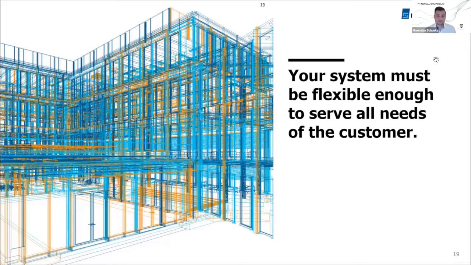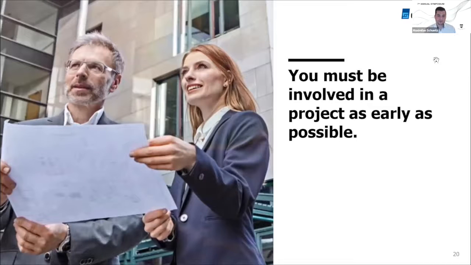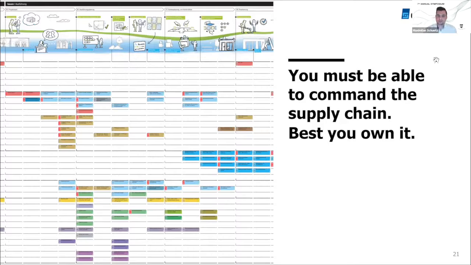And also a key thing that we have learned, you must be involved in a project as early as possible, and talk to the client and propose. Like when he thinks about a new logistic facility, he has to call you or you call him. So that's why we have technical sales engineers that can talk to the client as early as possible and have a really technical background on that end. And of course, you must be able to command the supply chain. In best case, you own it.